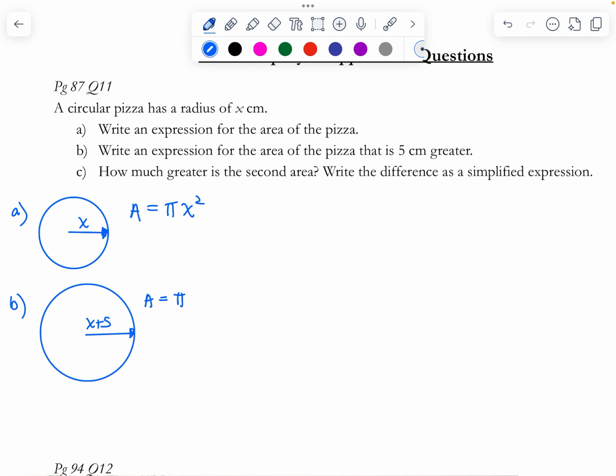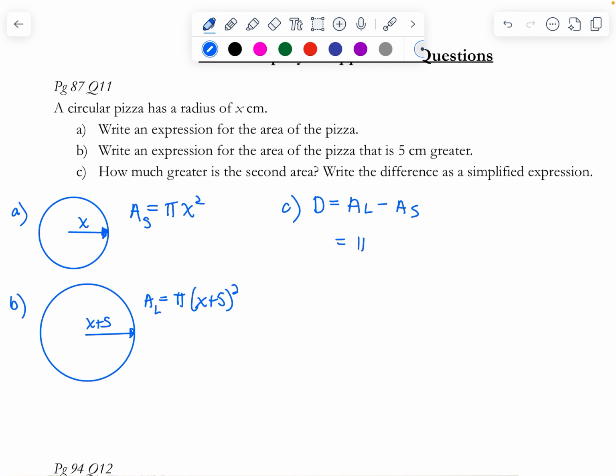So what I have to do is remember that I need brackets around the x plus 5 because it's the entire radius squared. Now in part C, it says, how much greater is the second area? So I'm going to say D for difference. I'm going to call the large pizza AL and the smaller pizza AS, and I know the difference is AL subtract AS.